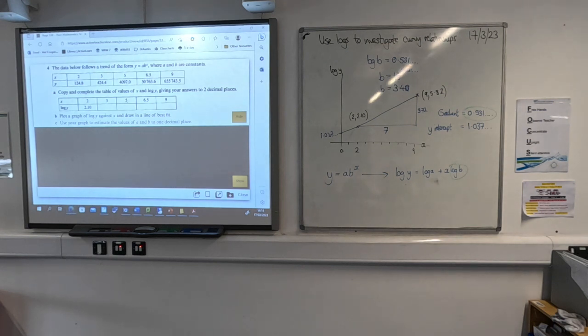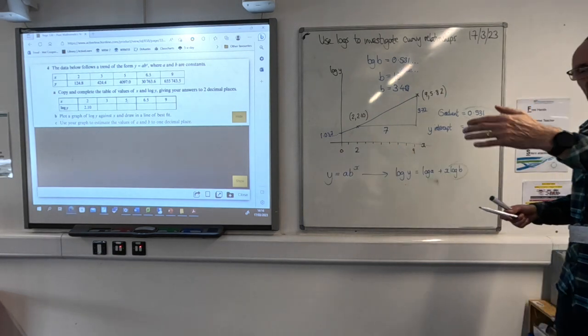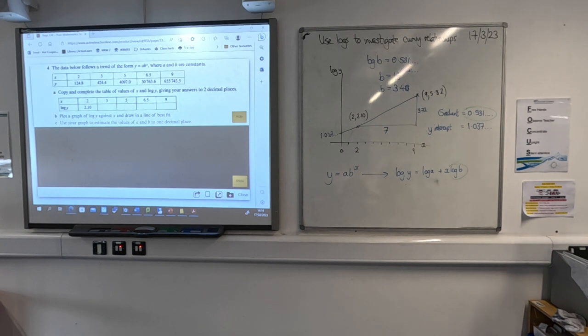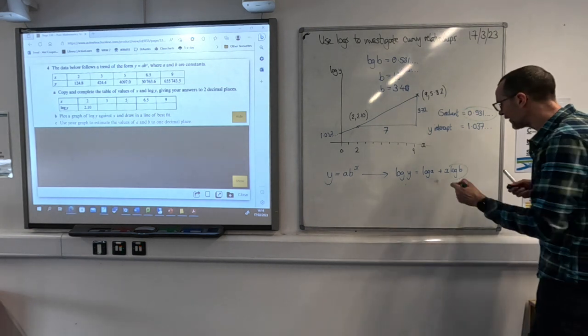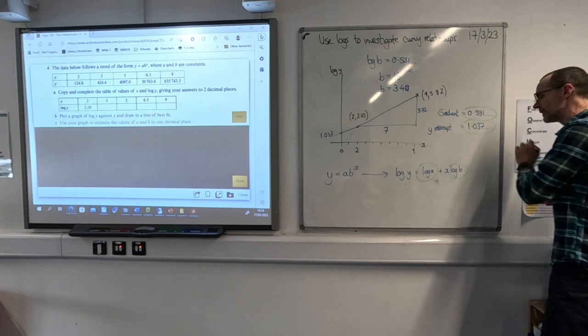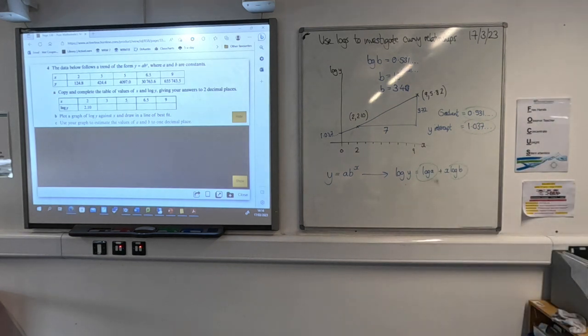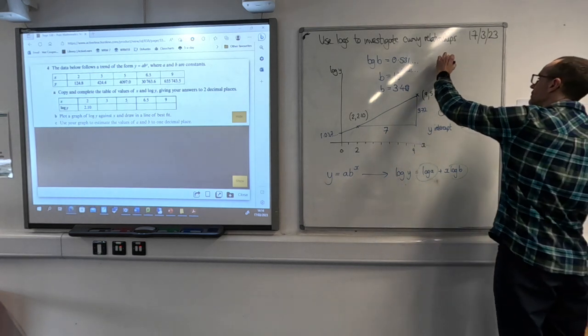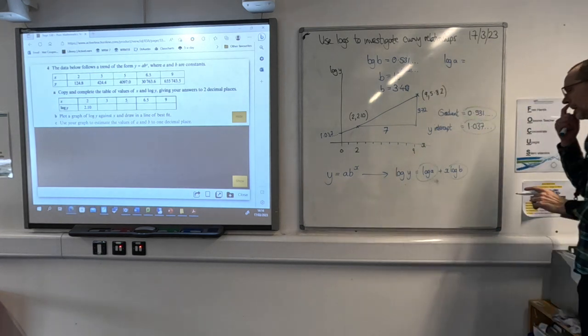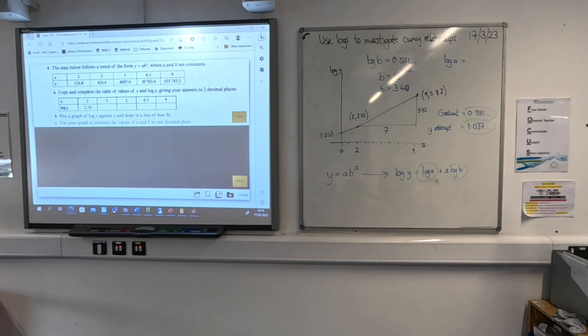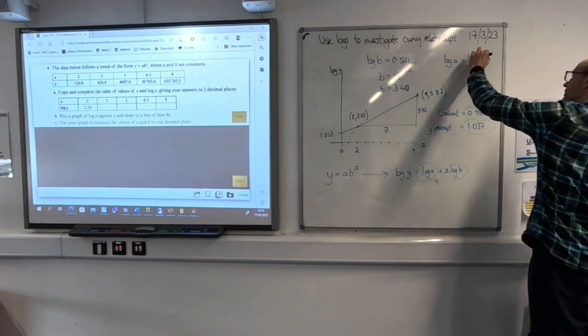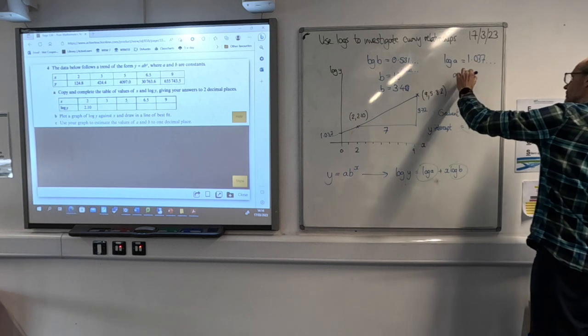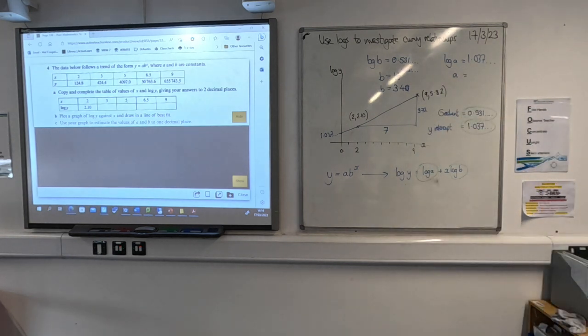B is the multiplier. So whatever the context of this is, for every one unit you move along, it's what you're multiplying by. Okay? Straight line graph, the thing that you add tells you where you cross the y-axis. So I also know that the log of A is equal to 1.037. So I undo that by doing 10 to the power of both sides. Yeah, if it was only one decimal place, I was a bit silly to worry about storing it.